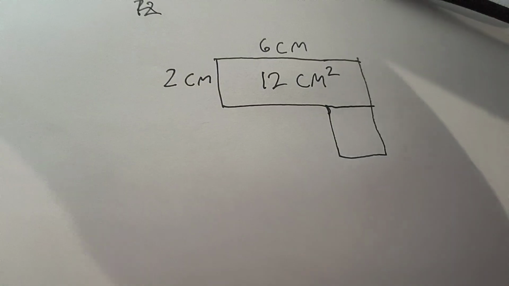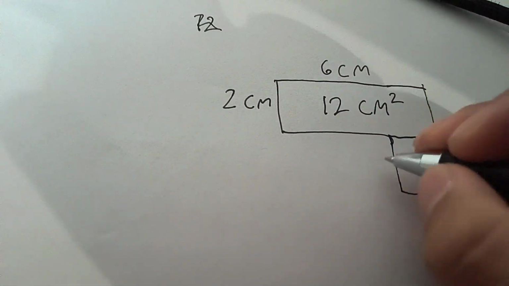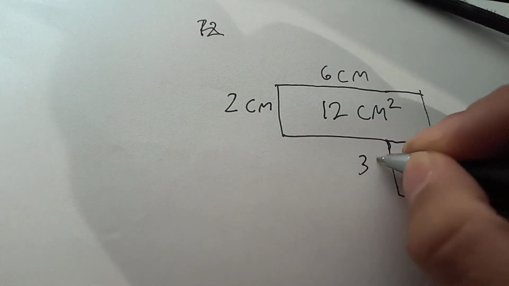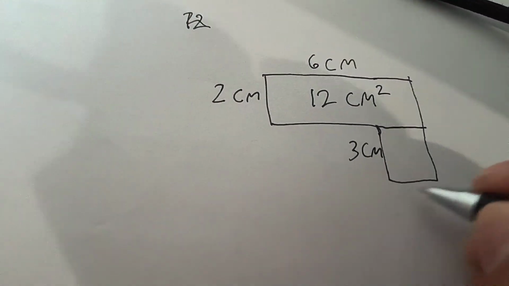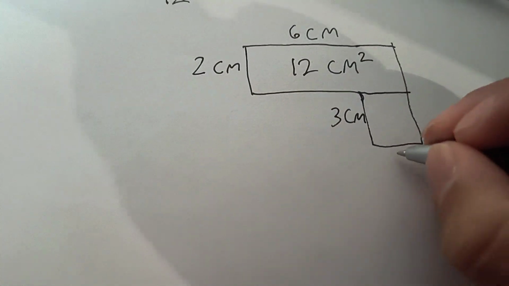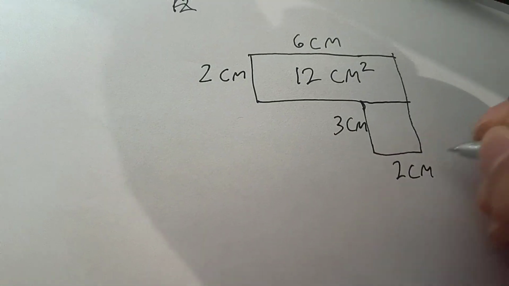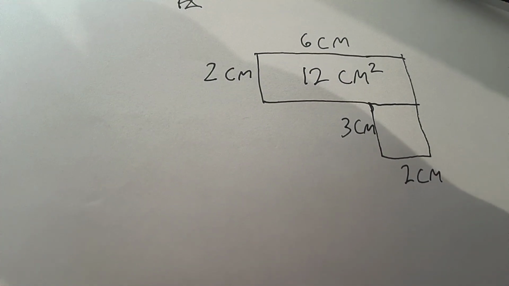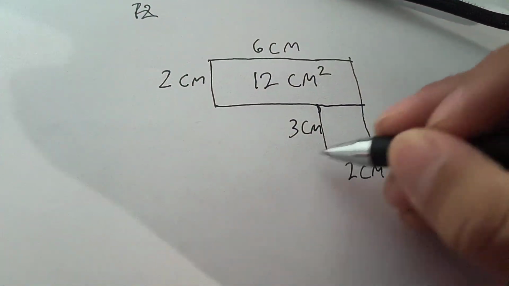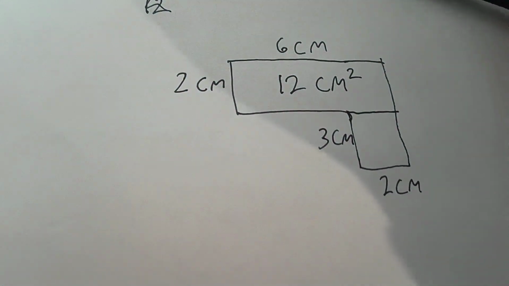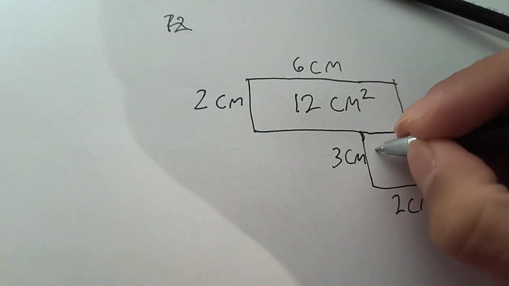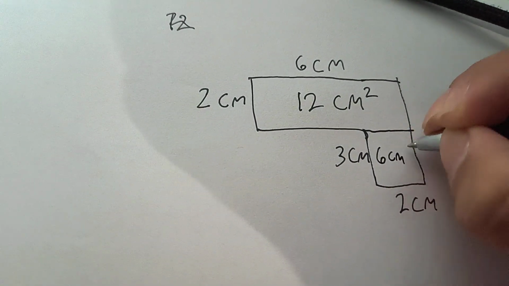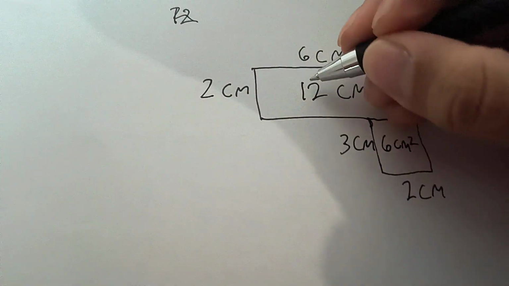Now we have to find the area of this other rectangle. How do we do that? Well, we multiply the height, let's say the height is 3 centimeters, by the base. And let's say the base is 2 centimeters. So we multiply the height by the length of the base, which is 2 times 3, 6 square centimeters.